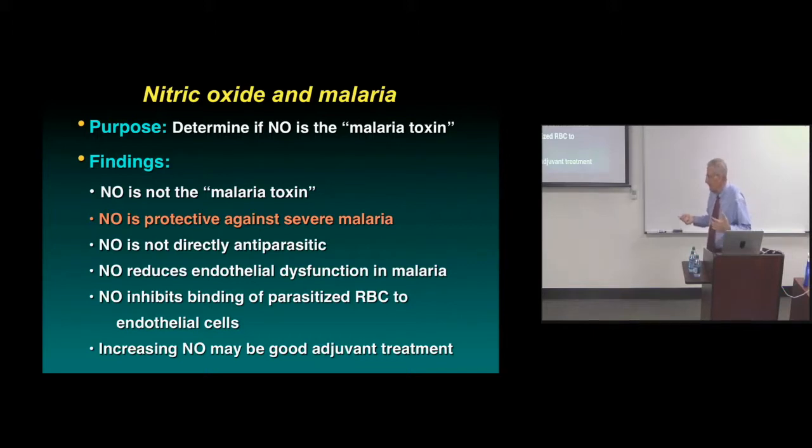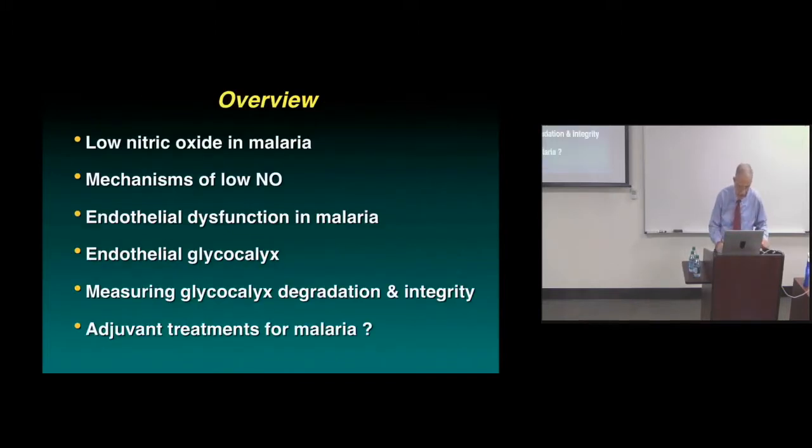And so we think, and we still push that, we think increasing nitric oxide might be a good way to provide adjuvant treatment. You still got to use antimicrobials, anti-parasitic drugs. But as I said, even if you do your best, these patients still have severe disease and many of them die, so we want to look for something better.